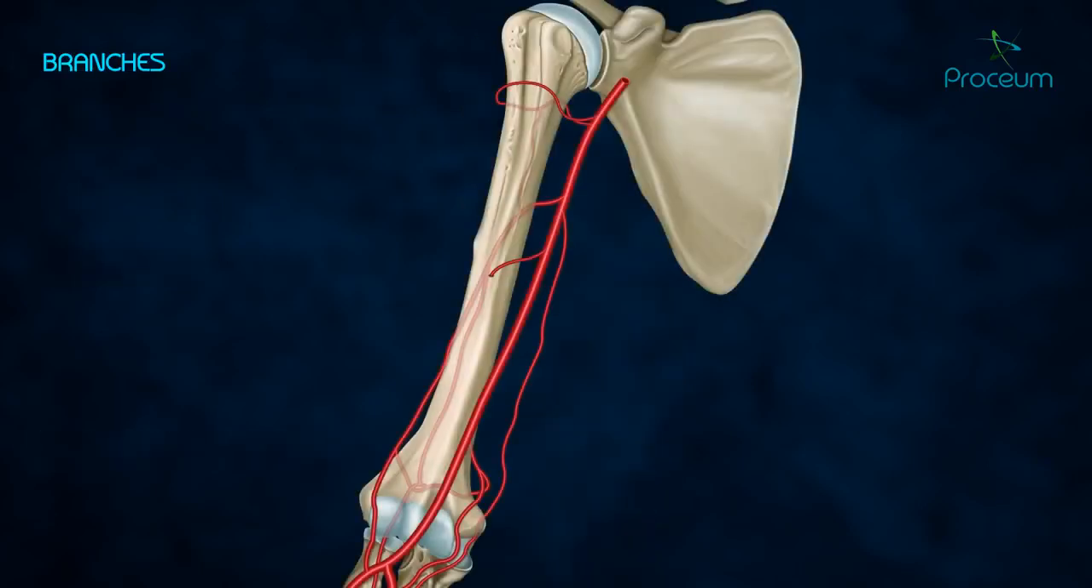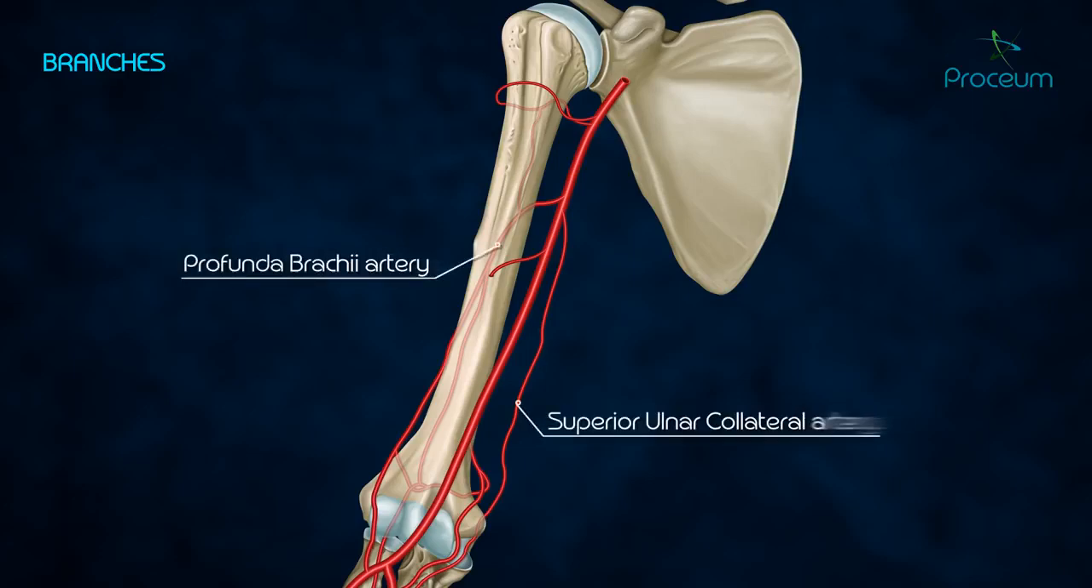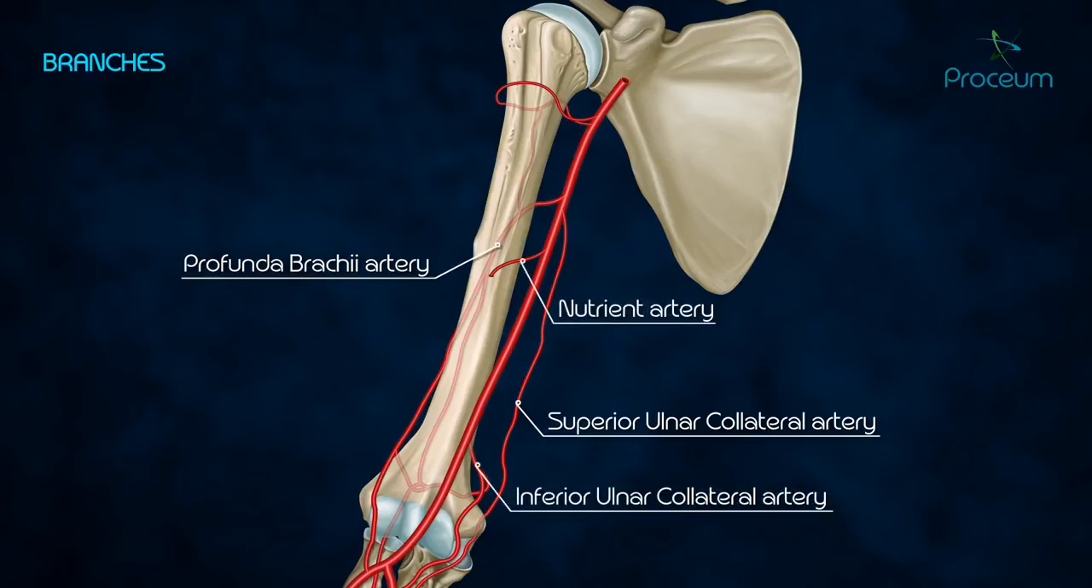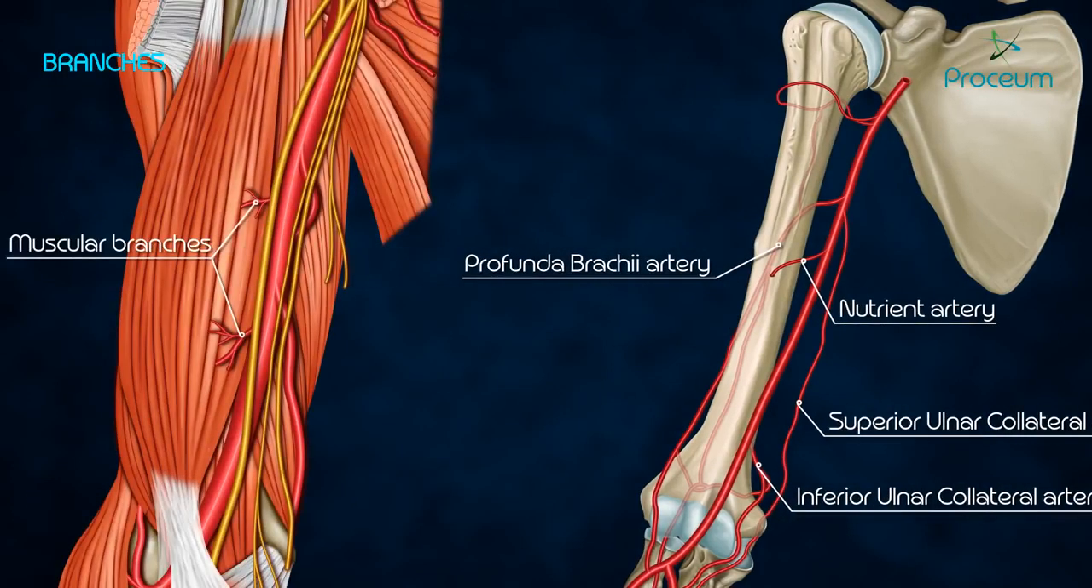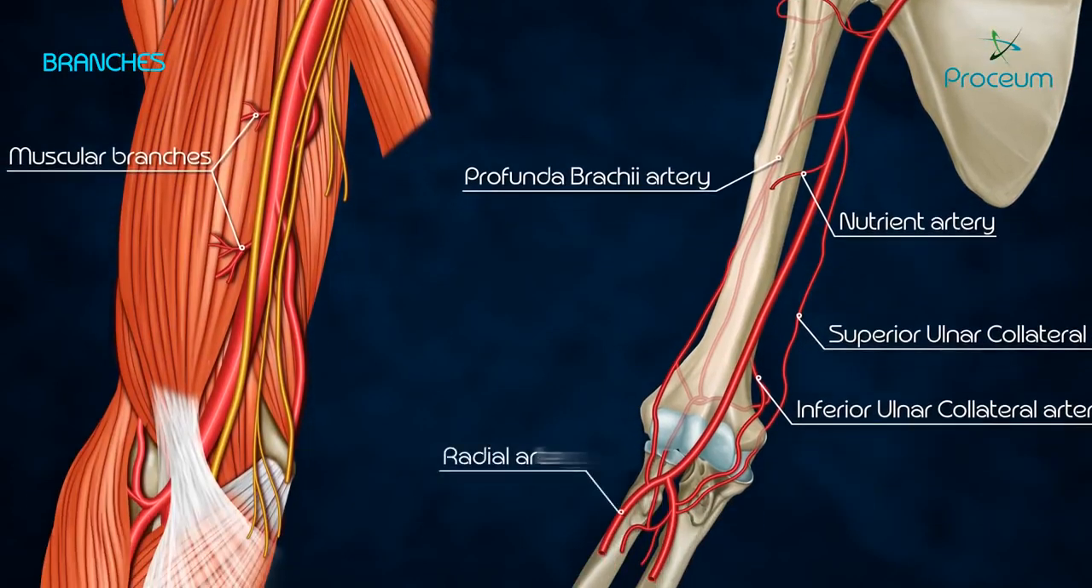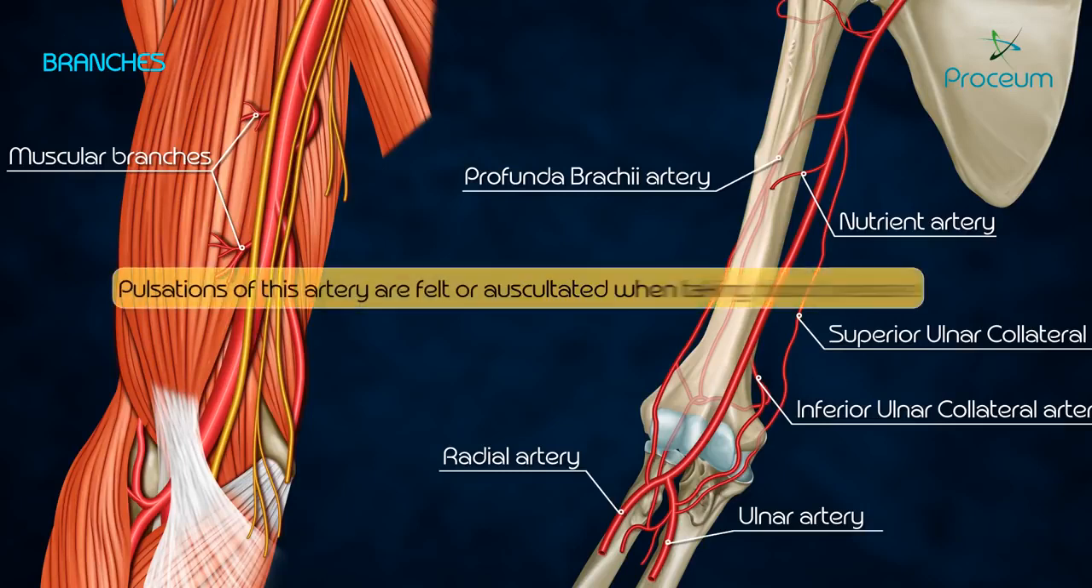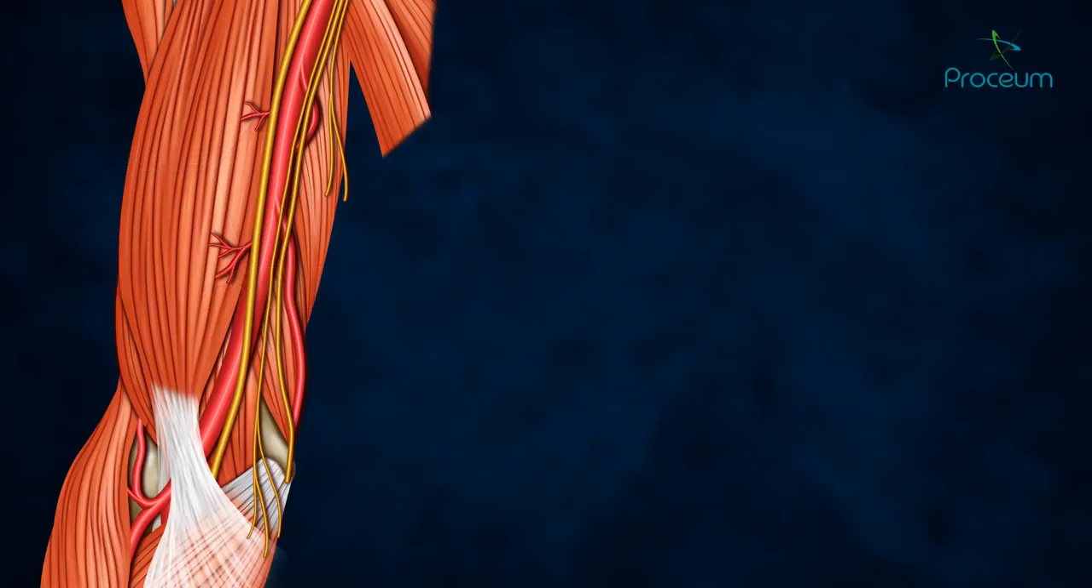Its branches are as follows. The profunda brachii artery, superior ulnar collateral artery, inferior ulnar collateral artery, nutrient artery to the humerus, muscular branches, and the radial and ulnar arteries are its terminal branches. A point to be noted here is pulsations of this artery are felt or auscultated when taking blood pressure.